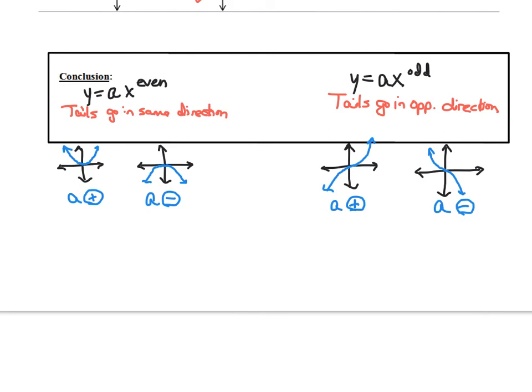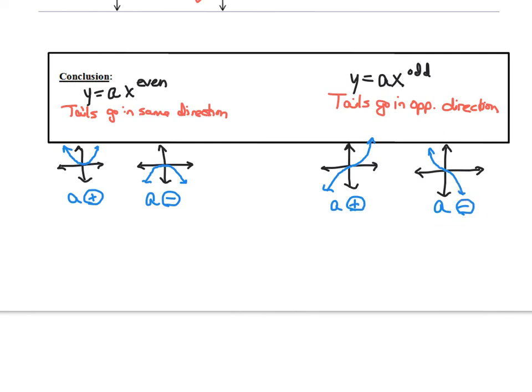Y equals a, x to the odd. Looking at the graphs of odd functions, I notice that the tails go in opposite directions. When a is a positive coefficient, I start in the bottom left-hand side of my graph and go in the top right. When a is a negative coefficient, I'm starting in the top left and going to the bottom right.